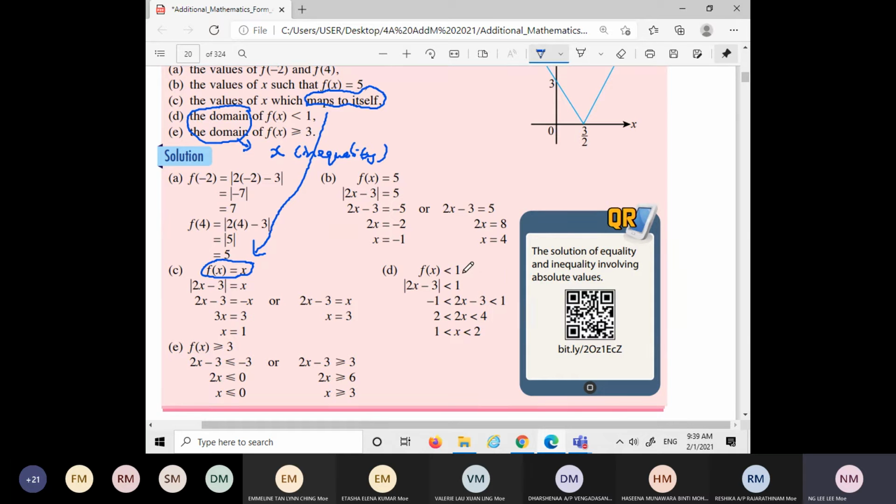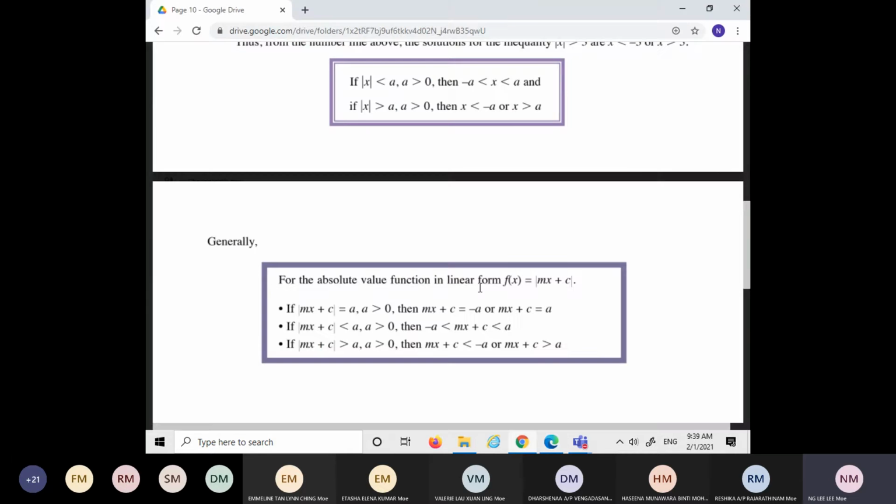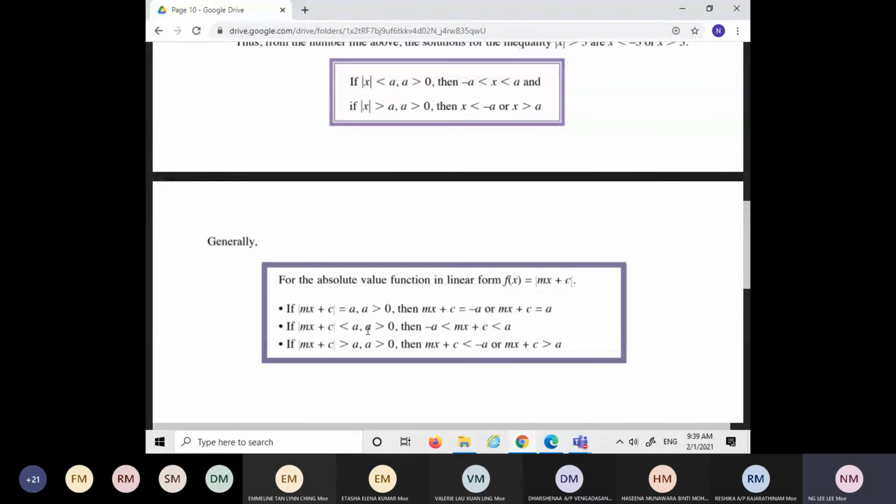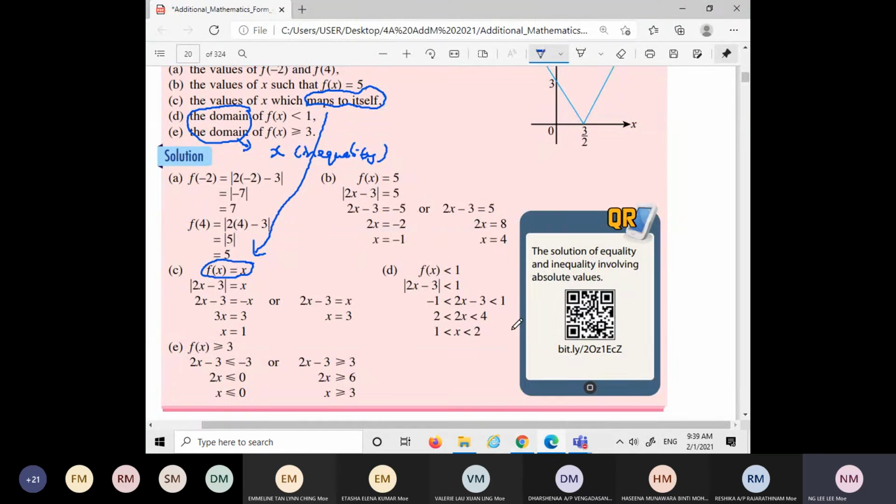So we start with what is given, f(x) smaller than 1. What is f(x)? Modulus of 2x minus 3 smaller than 1. Now we go back to the notes again. Smaller, so you have to use the second one, smaller than a. You put the function without the modulus from negative a to a. So what is a here? 1. So you put the function without the modulus in between negative 1 and 1.